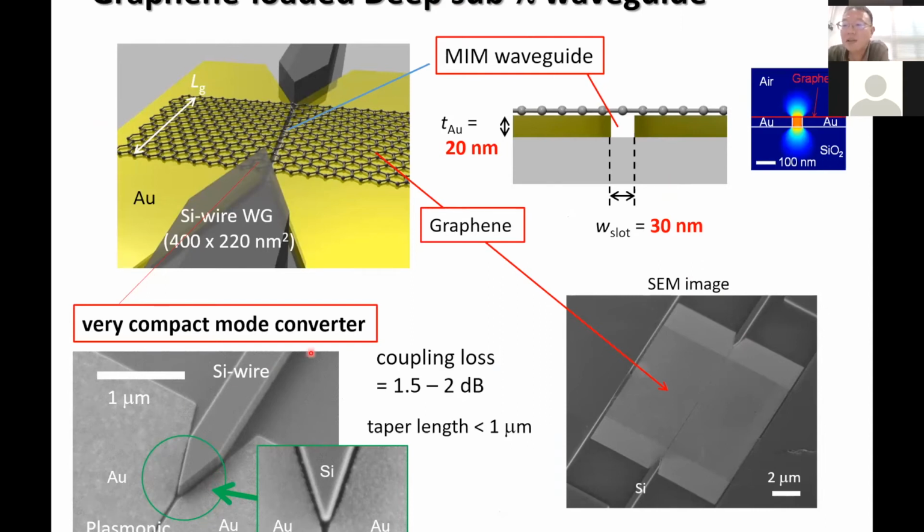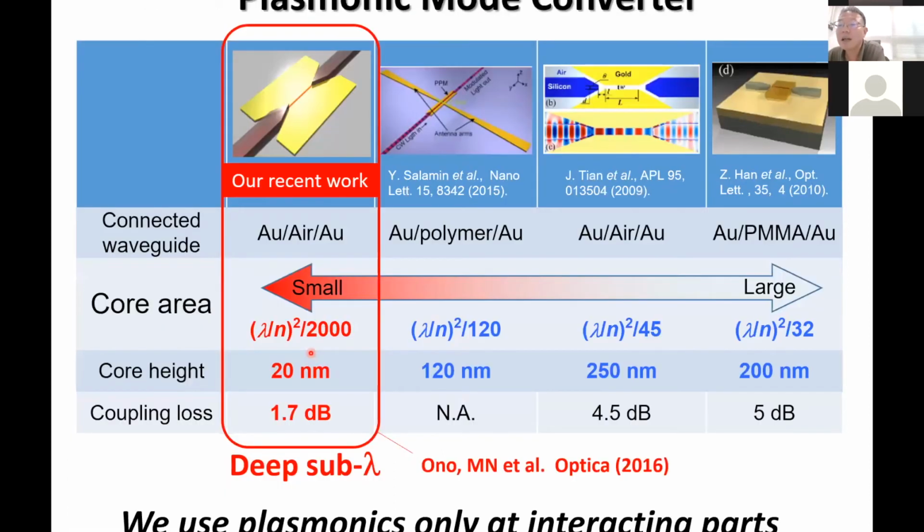And this shows the comparison with existing plasmonic mode converters. Actually, we regard the mode converter as one of the most important elements for plasmonic device applications. And this comparison shows that our converter shows a very good coupling efficiency, even at the deep subwavelength core size.